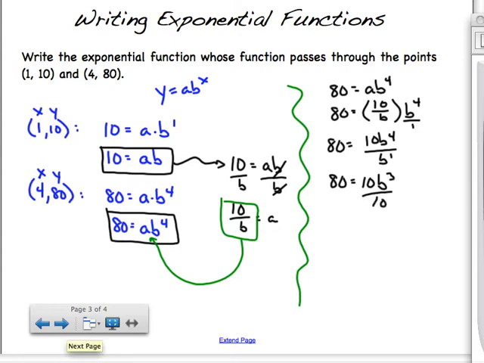Divide by 10 on both sides, and that means I have 8 is equal to b to the third, and I want to get rid of the third, so I'm going to take the cube root on both sides. Cube and cube cancel out, so I have b is equal to the cube root of 8, which we know to be 2.